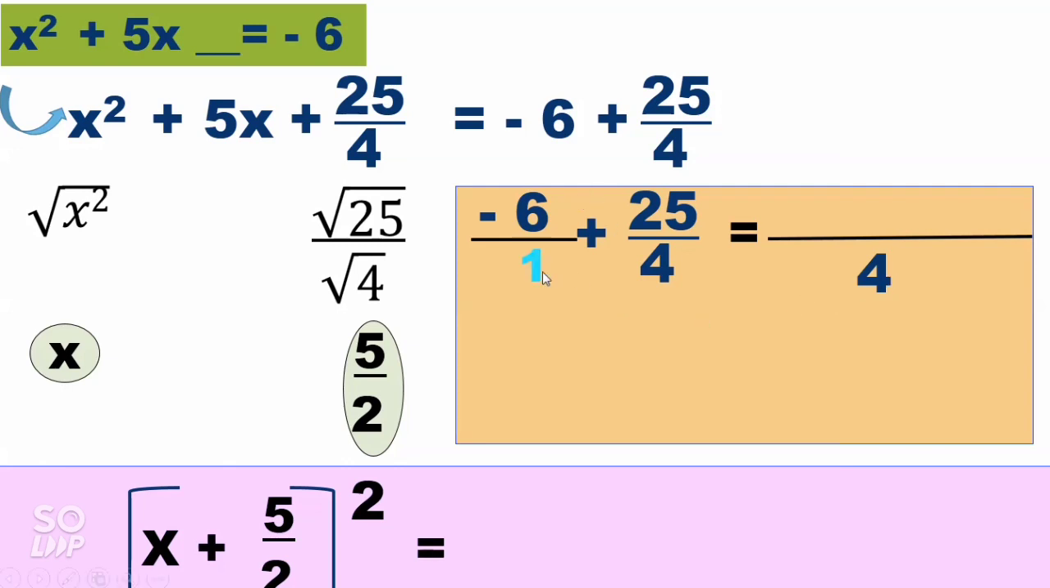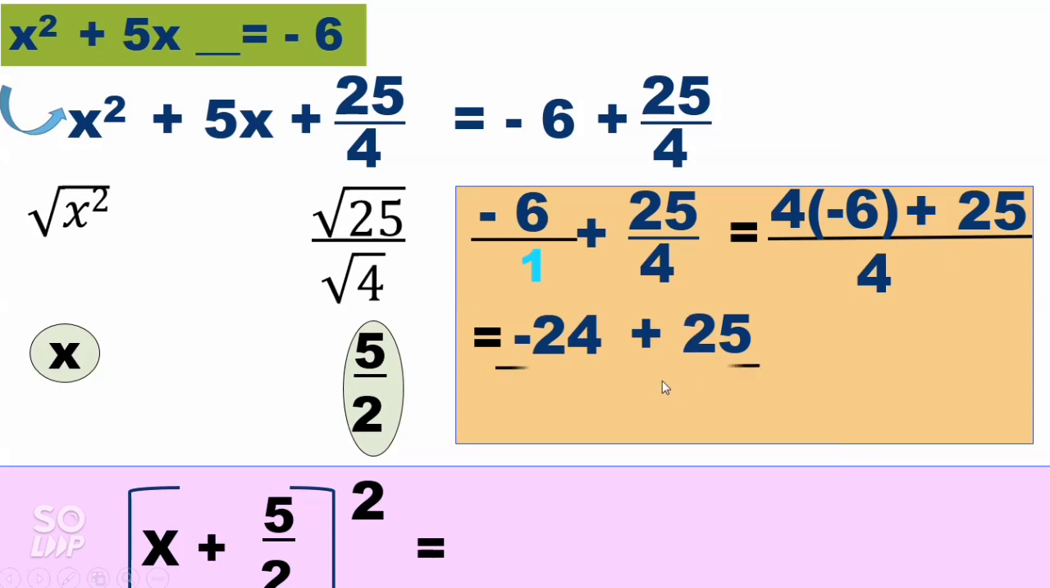4 divided by 1 is 4. Okay, times negative 6, times the numerator. Next, 4 divided by 4 is 1. Then 1 times 25 is 25. Okay, so next, we multiply 4 times negative 6 is negative 24, plus 25 all over the denominator 4.